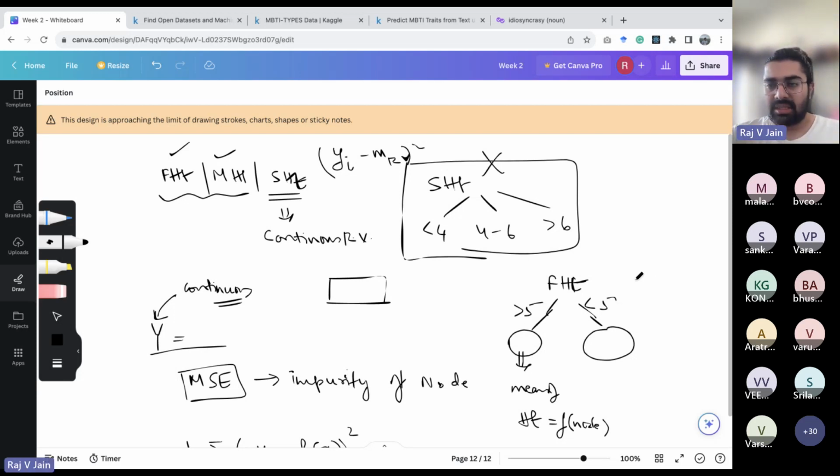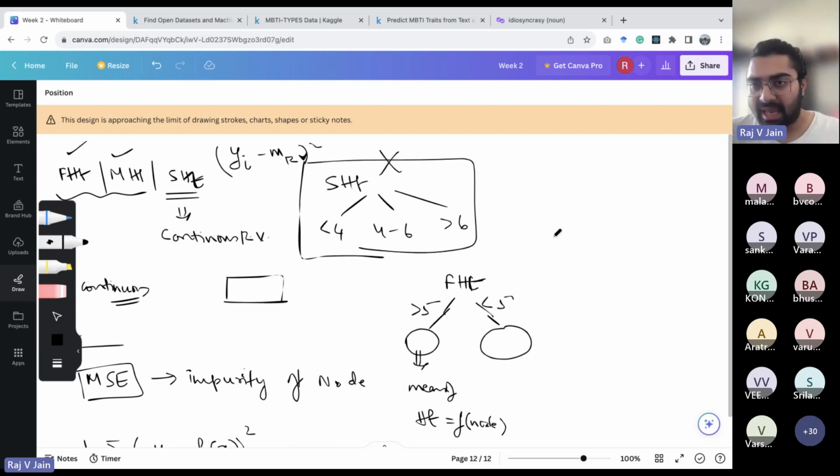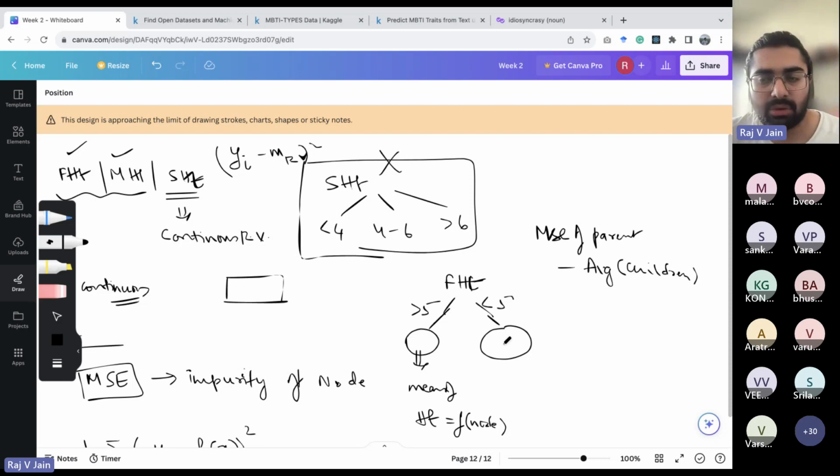Then the same question: what is the gain, or the decrease in impurity in some sense, or delta MSE. So you'll say MSE of the parent, which is the root node in this case, minus the average of the children. Again, you will do a weighted average. The weights will be how many samples I have in this particular node and how many samples I have in this other node. So this average is basically weighted by the number of samples.